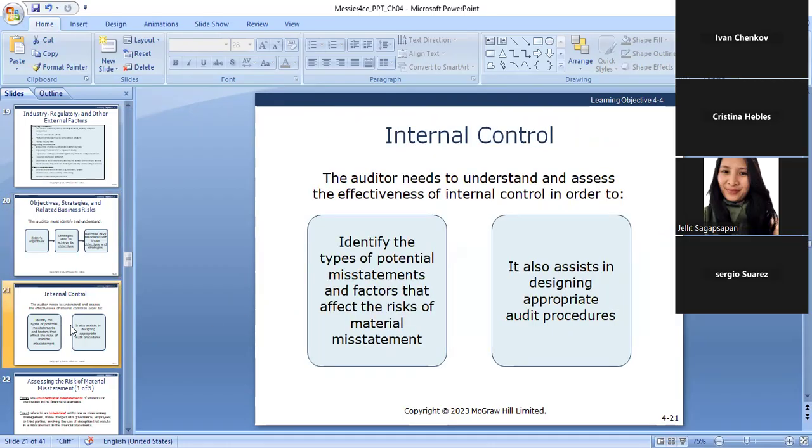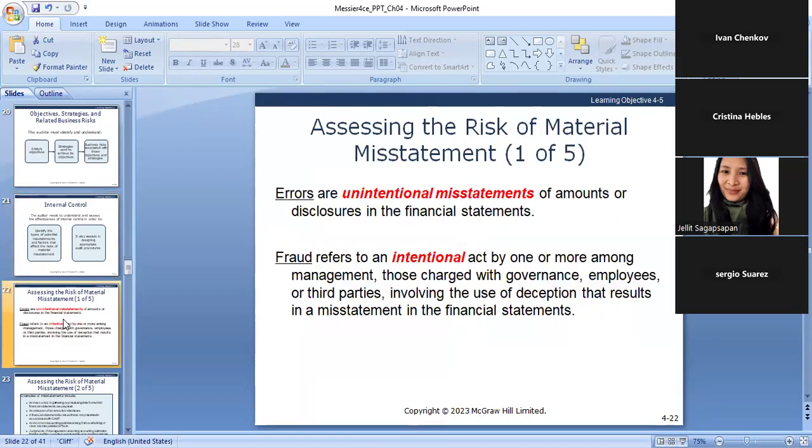Then we go to the internal control. The auditor needs to understand and assess the effectiveness of the internal control. We're going to identify the potential misstatements and the factors that affect the risk of those material misstatements. That's going to help us come up with appropriate audit procedures once we assess the risk of material misstatements. So basically, we're combining the inherent risk and control risk.